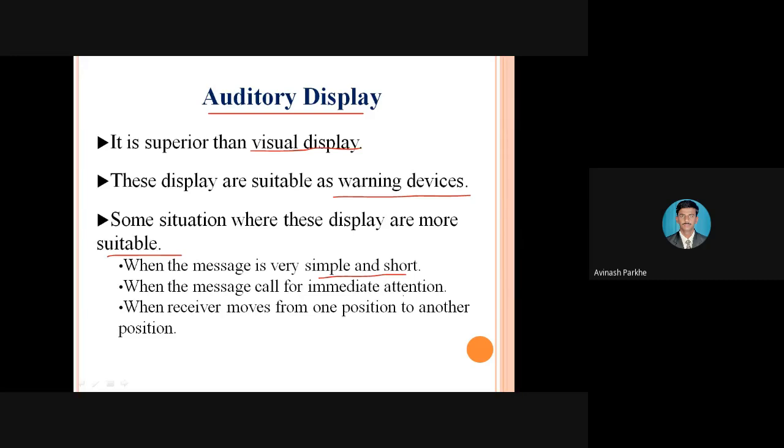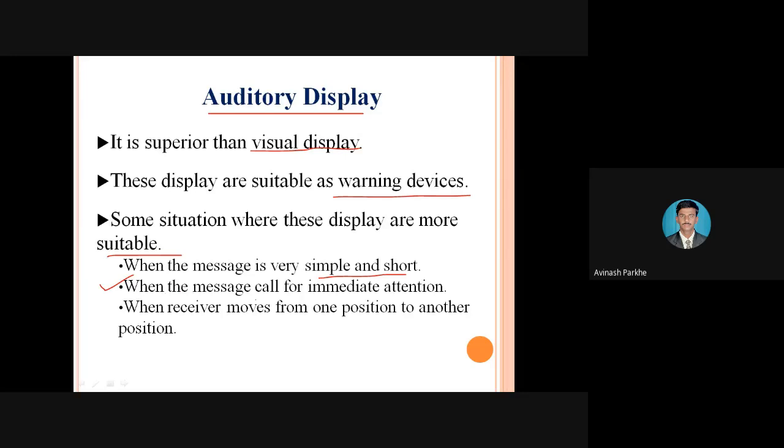It is not possible to visit each and every class. You could circulate notices, which is possible, but it will take more time. But if I give the same message through the auditory display, I will go to the central PA system and announce, all the students are requested to gather in the open air. Within 5 minutes, that information will be spread to all the classes of the college. So in such situations, the auditory display plays a very important role, where the message is very short and very simple.